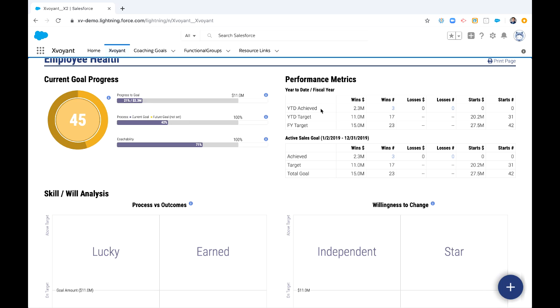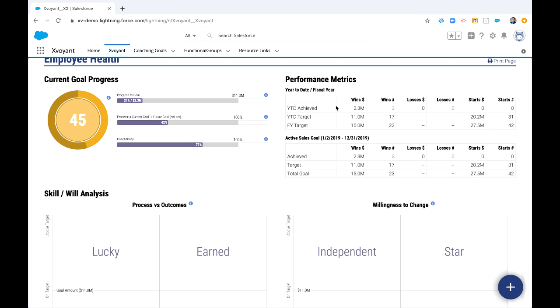So the first table will show you your year-to-date progress and your yearly progress all the time. And the second table will show you your monthly or quarterly sales goal. In this scenario, this company has one goal for the entire year, one sales goal. So both of these boxes will have the same information.